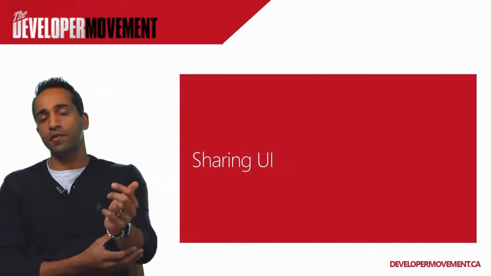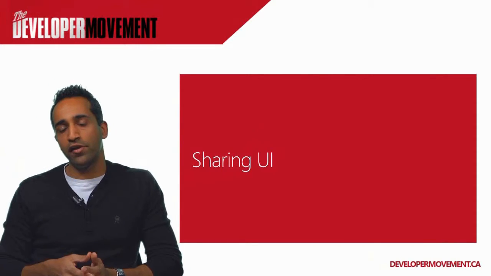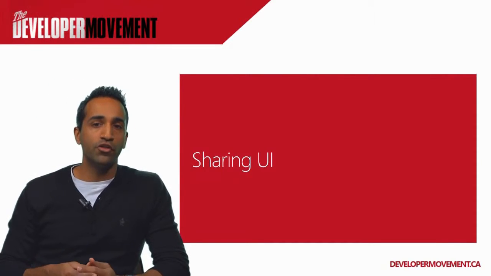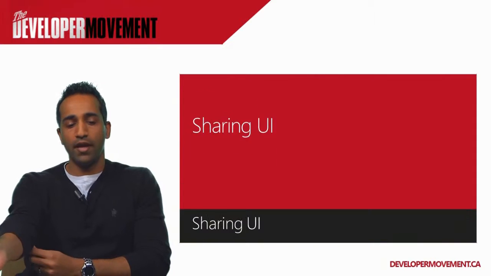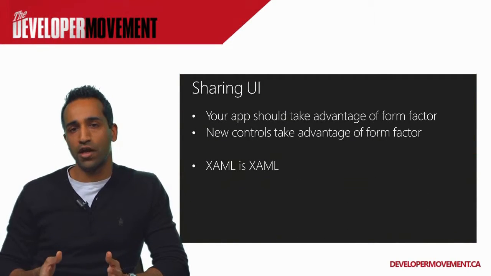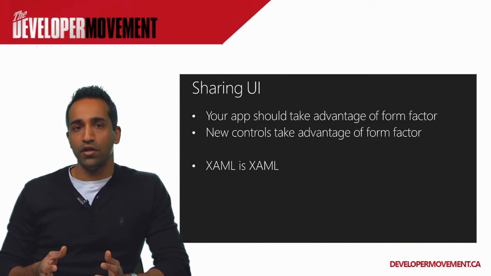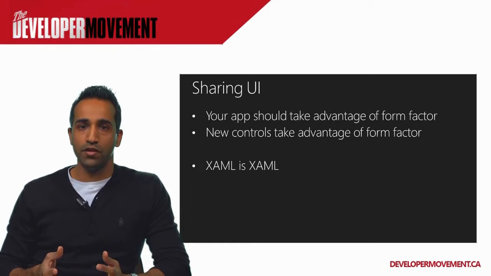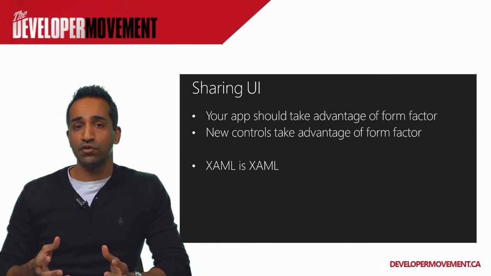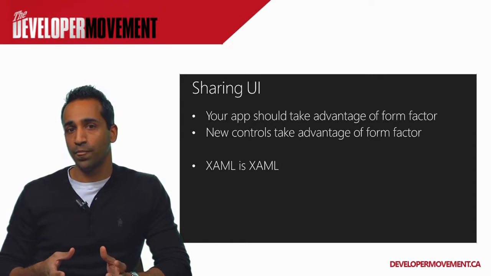Okay, so we've talked about sharing the model and the view model using the MVVM pattern and the PCL, but we haven't talked about sharing the UI. And really the message here is that you shouldn't spend too much time on trying to share your UI code across platforms. And there's a good reason. You want your application to take advantage of the form factor. A Windows 8 app looks a lot different than a Windows Phone app. And you saw that in the Huffington Post example.